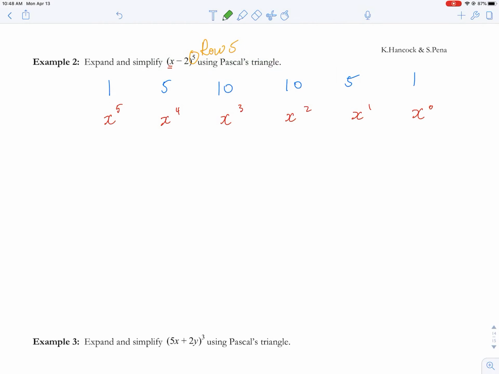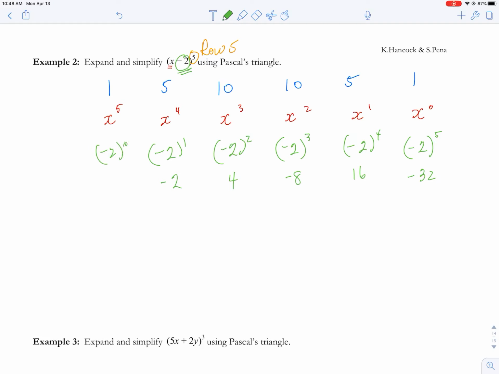Now the second term is minus 2, so it includes that minus. So it's going to be minus 2 to the 5, which is minus 32. Minus 2 to the 4, which is 16. Minus 2 to the 3, which is minus 8, minus 2 squared, 4, minus 2 to the 1 is minus 2, and minus 2 to the 0 is 1. And let's just check and make sure that pattern makes sense. So 1, minus 2, 4, minus 8, 16, minus 32. Looks good.